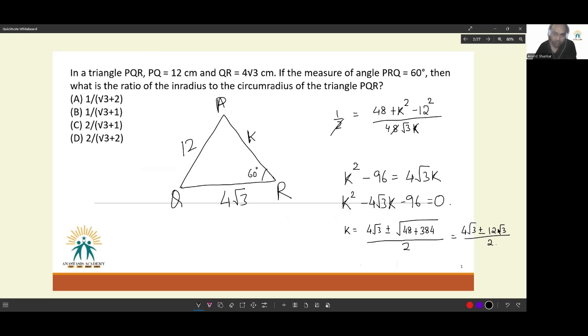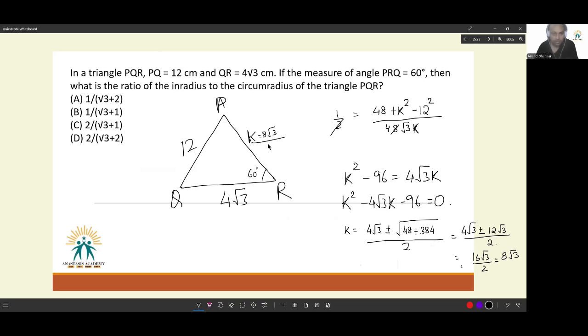Now see, 4 root 3 minus 12 root 3. If it was minus in between, the length of the third side will turn out to be negative. So that is not possible. So it has to be 4 root 3 plus 12 root 3, over 2, or 16 root 3 by 2, so the final value that k can take is 8 root 3. We somehow stumble into the value of k being 8 root 3.